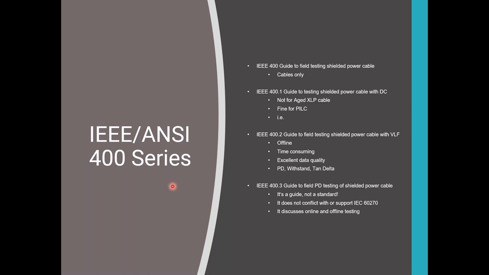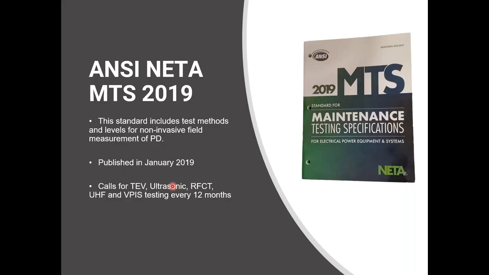If you're in the IEEE in the U.S., you're going to be looking at the IEEE 400 series. And if you're in Europe, it's the IEC 60270 standards. ANSI, in conjunction with NETA, released the MTS 2019 standards, which added online testing to their offline testing. So now there's an online test and offline test standard, and the offline test between the ANSI NETA standard and the IEEE standard are fairly close together.